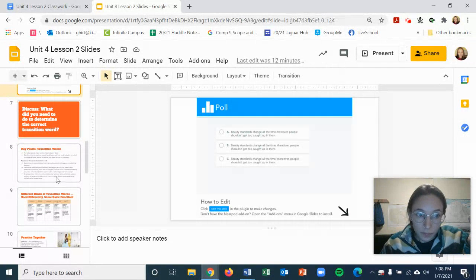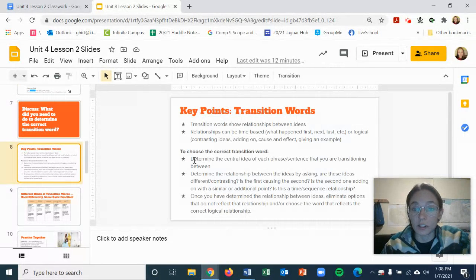So you need to determine the central idea of each phrase or sentence that you're transitioning between. You need to determine the relationship between those ideas by asking, are these ideas different or contrasting? Is the first causing the second?